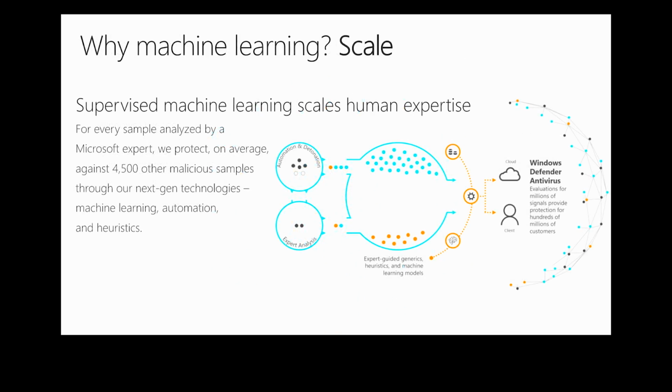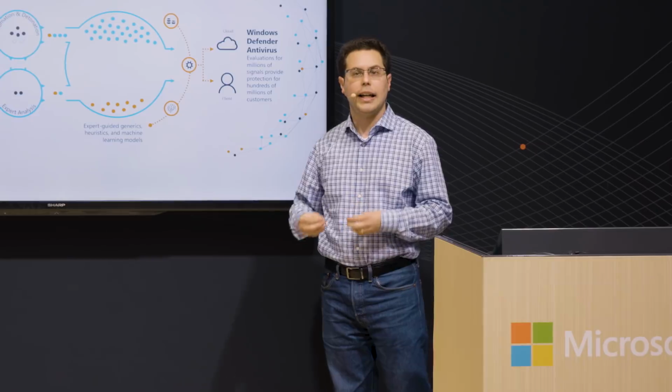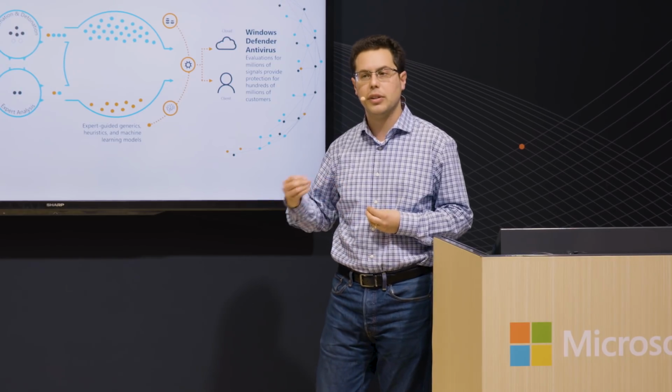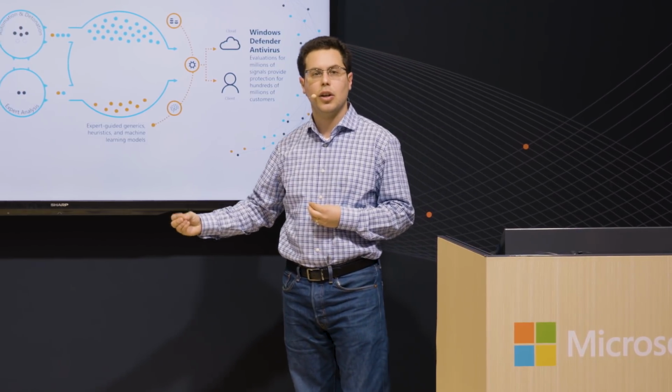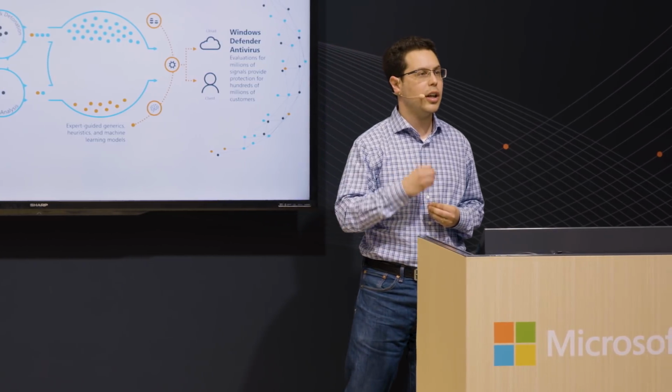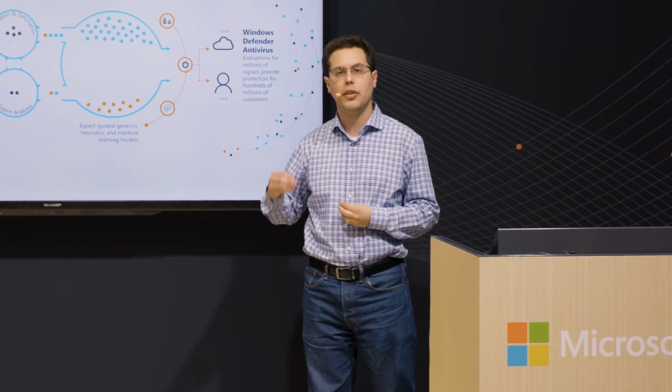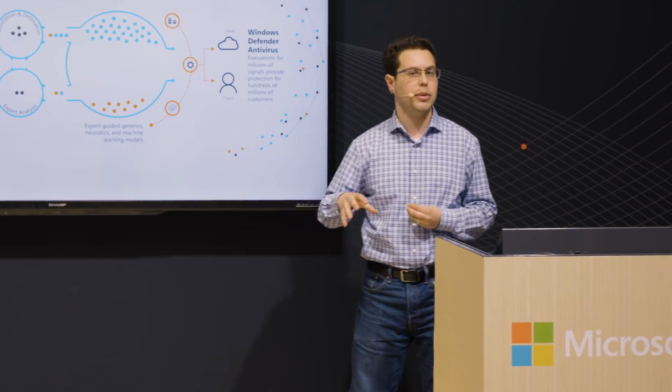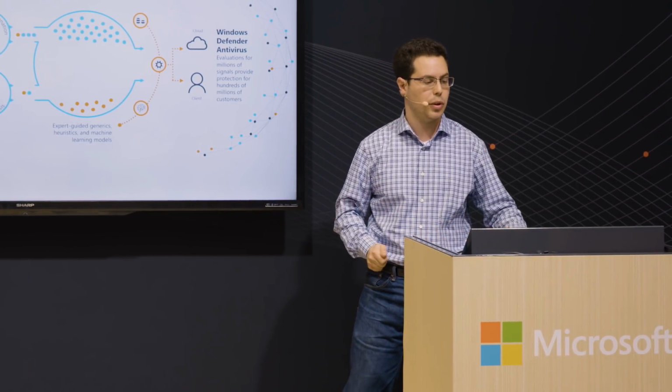Now, when we think of machine learning, it's not just this one thing, right? Every booth here is probably going to talk about machine learning, right? They're going to say, hey, we have this one model. So we look at it as another piece in the puzzle that's going to protect you. The first is supervised machine learning, with our researchers sitting back in corporate headquarters building these machine learning models. And what we found is that for every malware sample that our researchers analyze, we are able to block 4,500 other samples. 4,500 other unknown samples are blocked because of that one researcher rule.